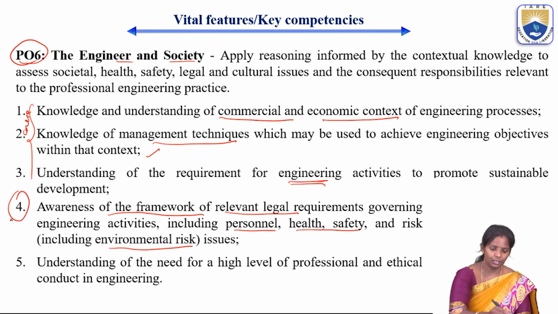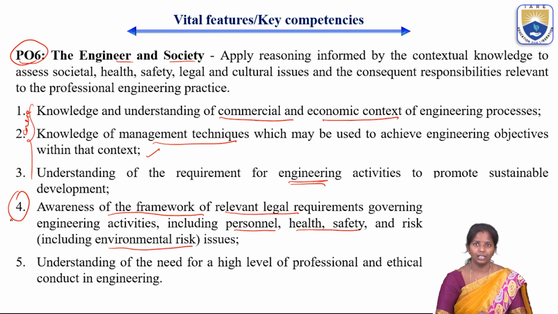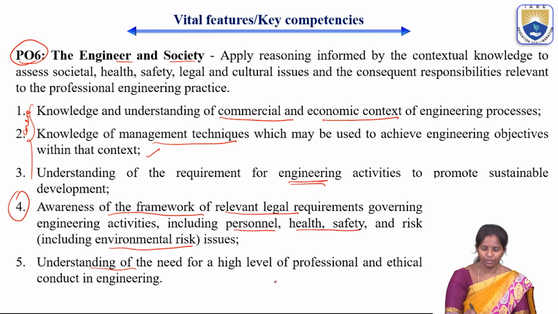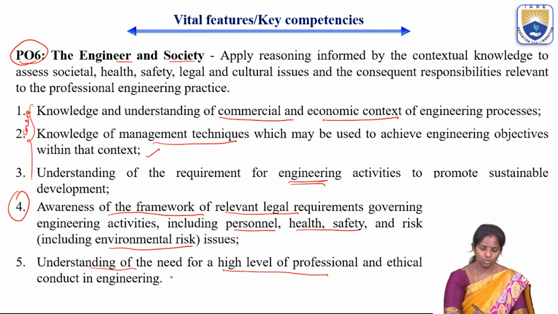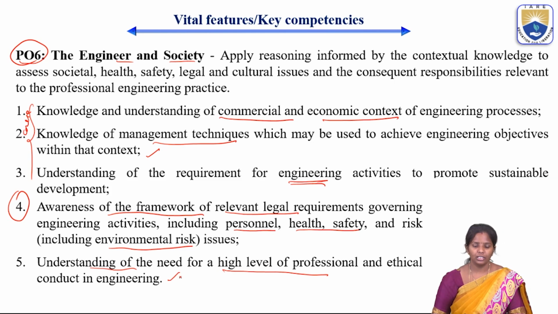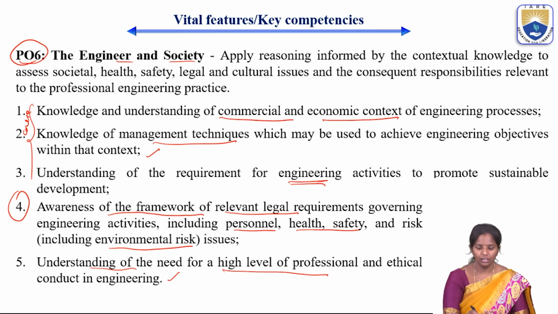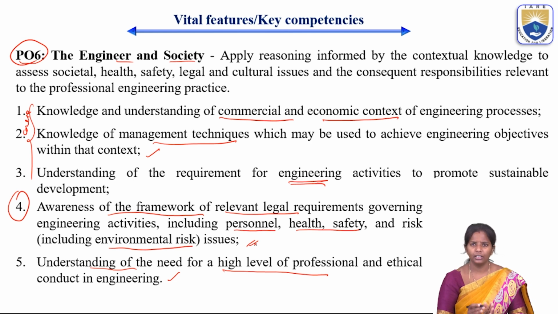So these are different types of knowledge that a student or graduate should have. This should be considered if that particular course is teaching all these, or a learner is learning all these from that course. The understanding of a high level of professional and ethical conduct in engineering is also an important one. If it is really present in the course, PO6 is applicable. Whenever the course has this content, the CO is mapped to this particular PO6.